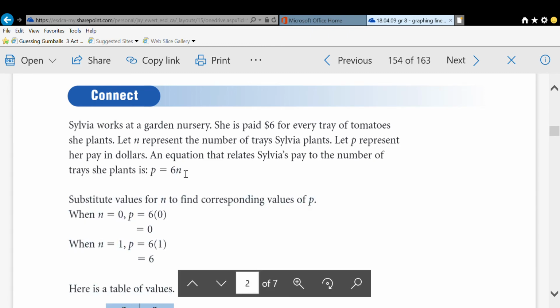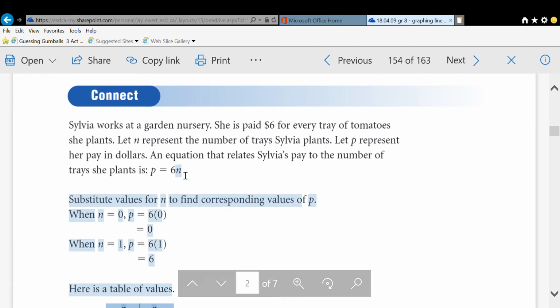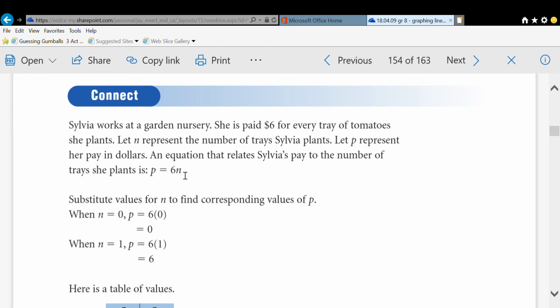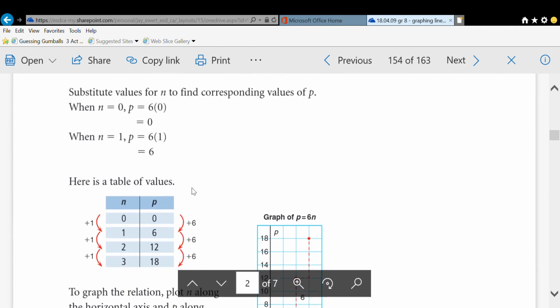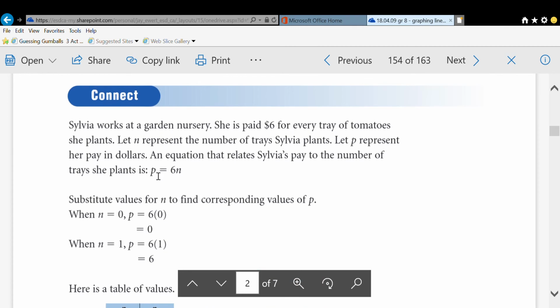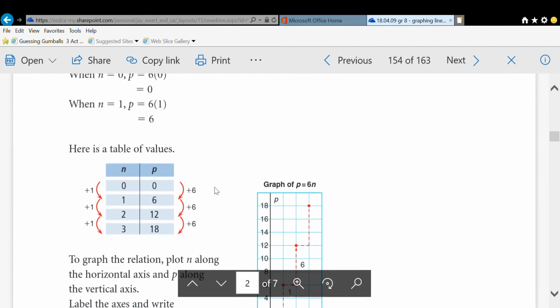So if she plants 1 tray, 6 times 1 is 6. If she plants 2 trays, 6 times 2 is 12. If she plants 3 trays, 6 times 3 is $18. So here's the table. 0 trays, $0, 1 tray, $6, 2 trays, $12, and so forth. We notice this is going up by 1s, this is going up by 6s. We don't really need to continue doing a linear equation each time. We can just follow the pattern.